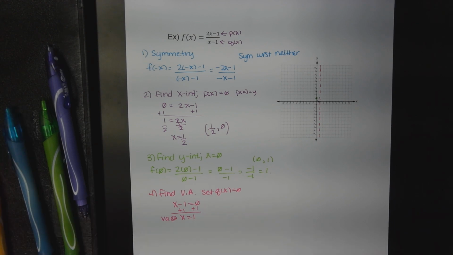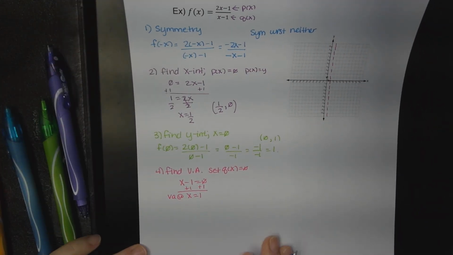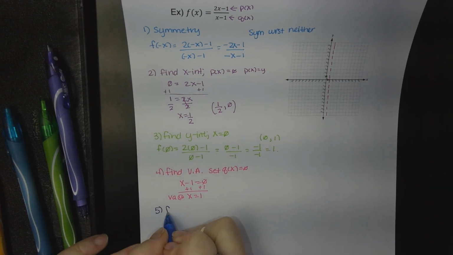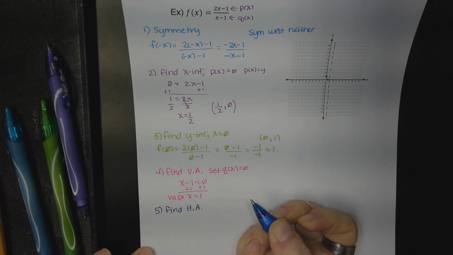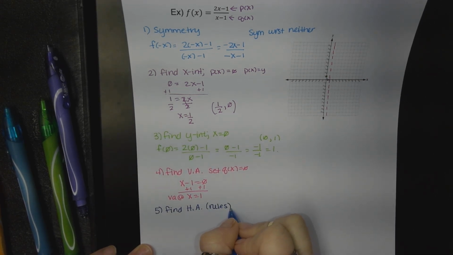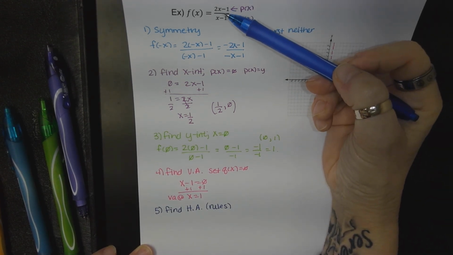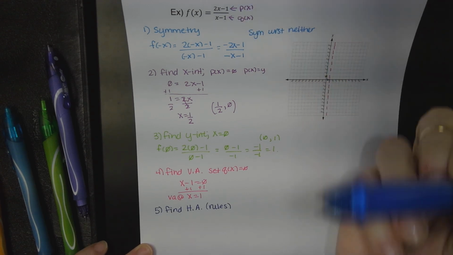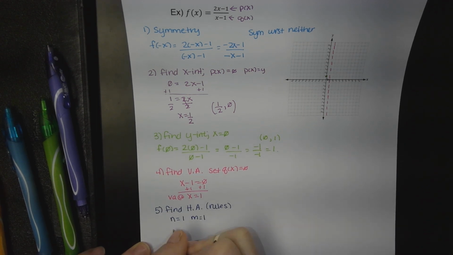Next, let's find our horizontal asymptote. We use our rules. We're going to look at our n. What is it? Well, it's 1. And our m equals 1. So our n equals our m.